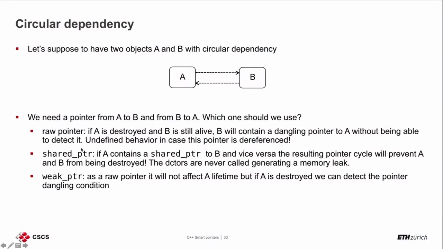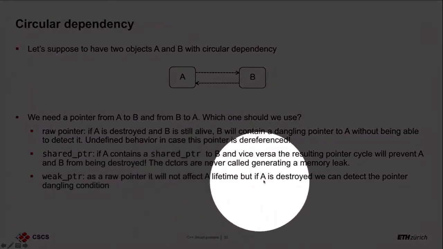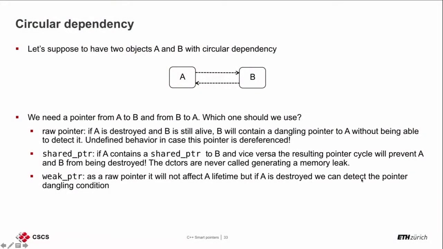But at the same time, you can detect if the data member, the weak pointer that is pointing to the other object, is dangling or not, because you can check if that weak pointer is still alive. So the idea in this case is that you have a data member that is a weak pointer that points to the other object. If that object has been deleted, you can recognize that situation, because the weak pointer provides you some methods to check the validity of the pointer itself. So you can see if the other object is still alive or not.